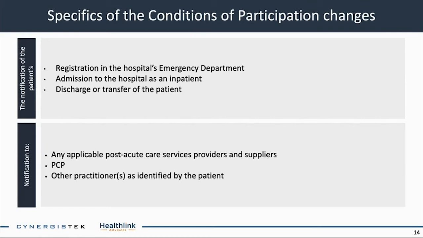The 3 areas that the rule provides for are any applicable post-acute care service providers and suppliers, so for example, that home health or hospice care or something like that, or a DME supplier, to the primary care physician, and to other practitioners as identified by the patient. So the patient might ask you to send information to their cardiologist or their endocrinologist or their orthopod, and so you have to be prepared to send that to any of those providers. Mark, anything you want to add to that?